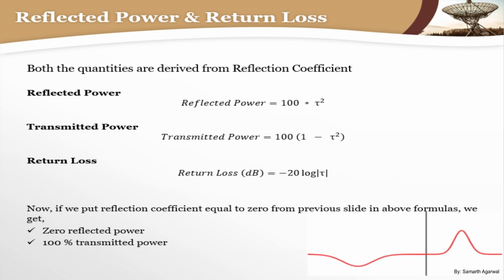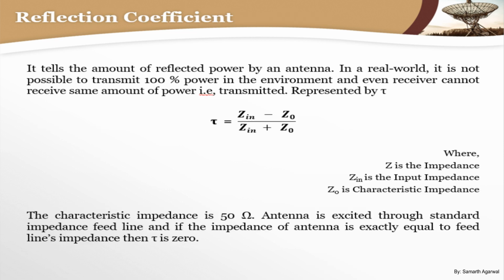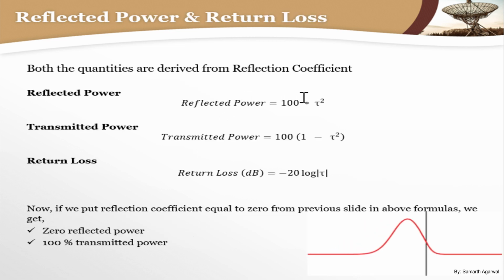And transmitted power has a formula of 100 multiplied by 1 minus tau square. So if both impedances are matched equally, tau will have a zero value, and hence reflected power will be zero, and transmitted power will be 100%. Return loss will then be very high, which means very good matching. And if we put the reflection coefficient as I have said, we will get zero reflected power and 100% transmitted power. So here is a small animation you can show.